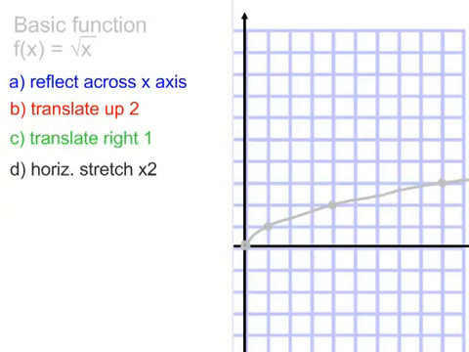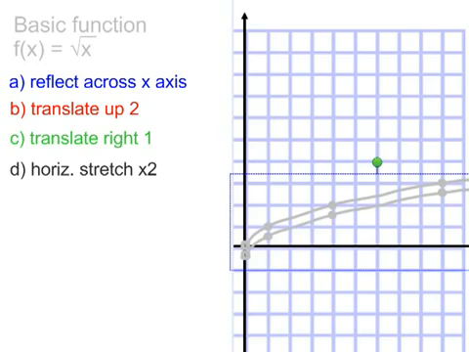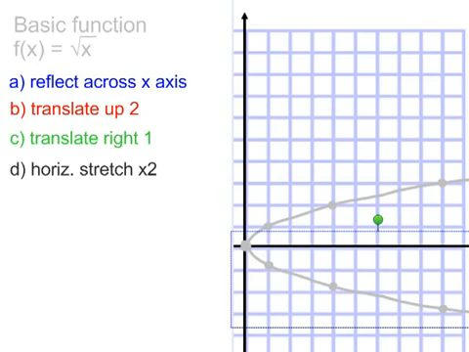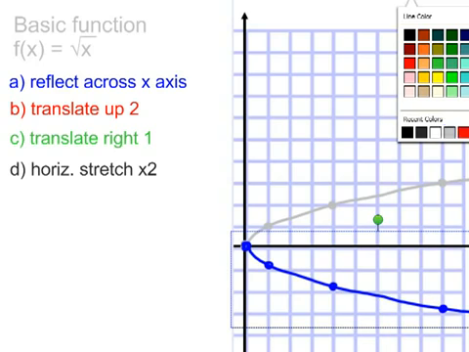In this example, we're going to start with the basic function f of x equals square root of x, and we're going to apply the 4 transformations that you see here, first in the order that you've seen, and then again in a different order. So let's start with that reflection across the x-axis and just get a sense of what this is going to look like before we get into the algebra. A reflection across the x-axis should be a mirror image with the x-axis as the mirror, and it should look like this.